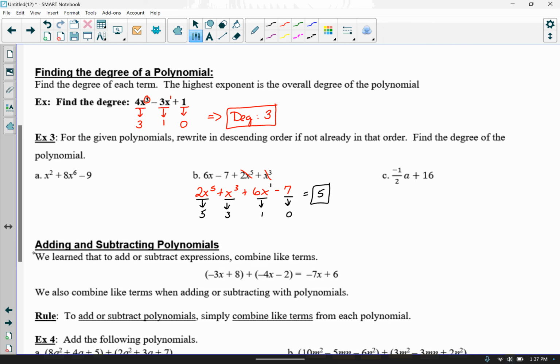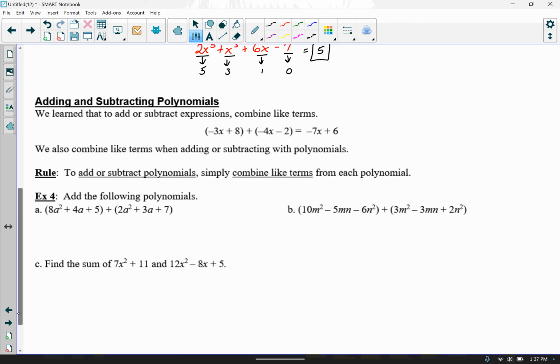Okay, all right, so now let's move into adding and subtracting polynomials. Just like we added and subtracted like terms when we were solving equations, you will do the same thing here with polynomials.